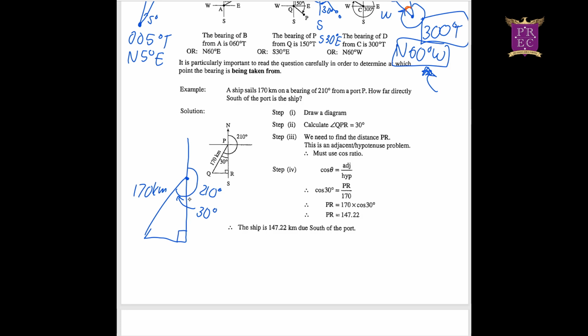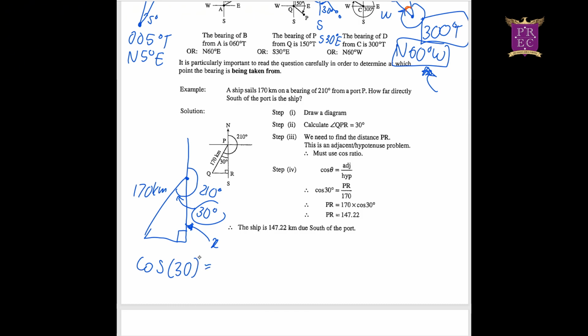Now that we know that this is 30 degrees, all we need to do is find out this side length, which will be x. What do we have? They've given us a hypotenuse, which is this value over here, which is 170, and we're looking for the adjacent because we've got the reference angle and the right angle on one side, x. And they've also given us the reference angle, which is 30 degrees. Let's put that into use.